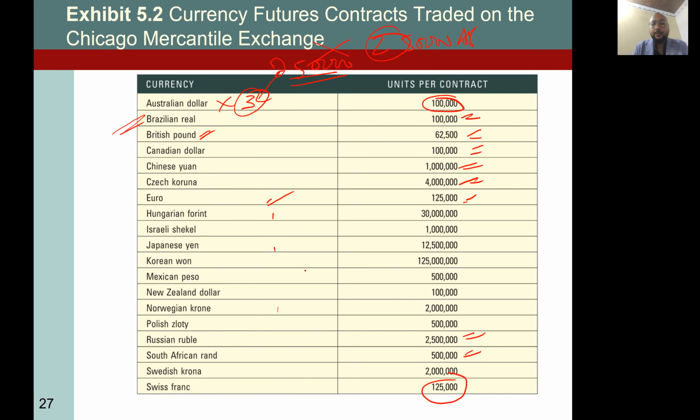Mexican peso, 500,000. You see the Korean won, it is 125 million. Japanese yen is 12.5 million. Korean won is 125 million. So these are standardized. If you need 2 or 3 contracts, you can do that. It offers more liquidity, more standardized, more regulated, right?